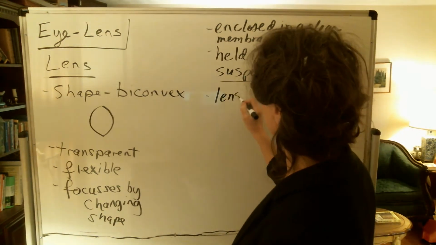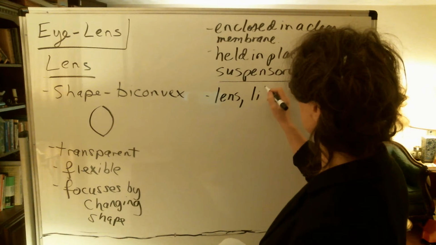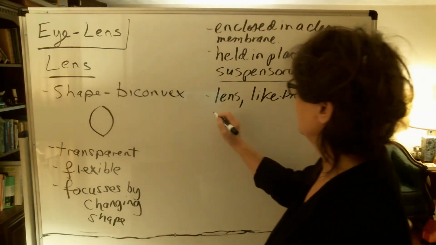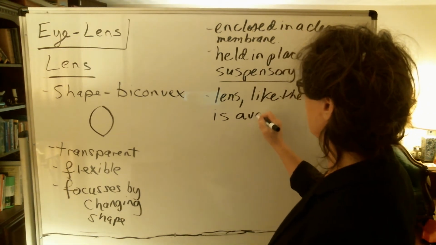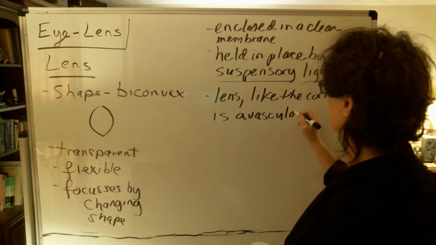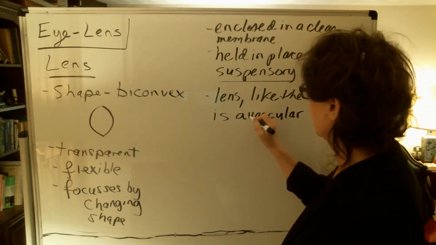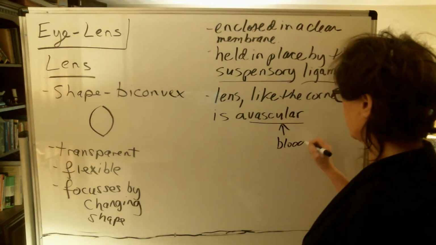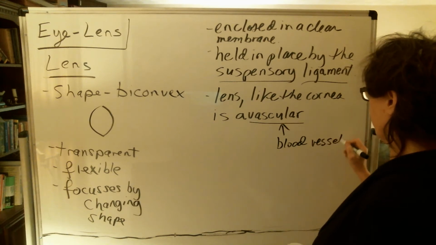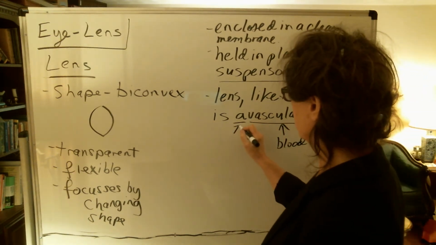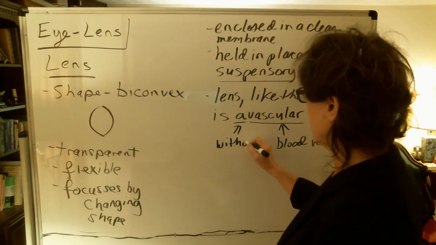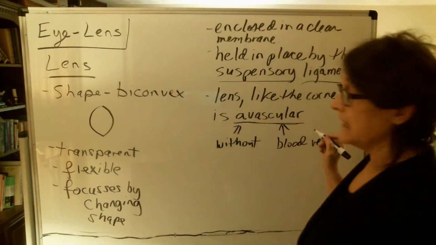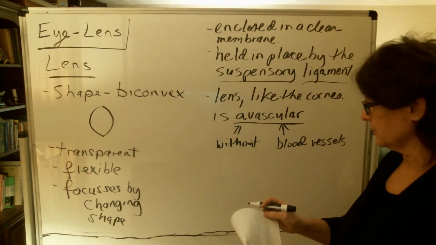And the lens, like the cornea, is avascular. Now, what does that mean, avascular? Vascular, of course, refers to blood vessels. And A basically means without. So avascular tissue does not have blood vessels, and the lens does not have blood vessels.